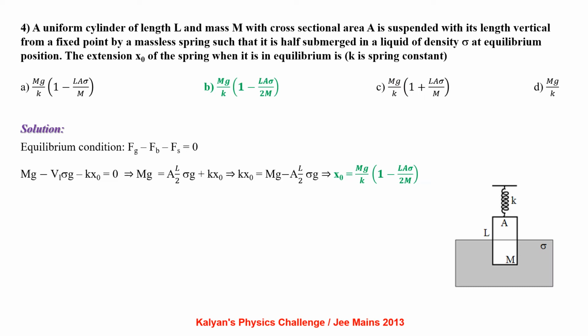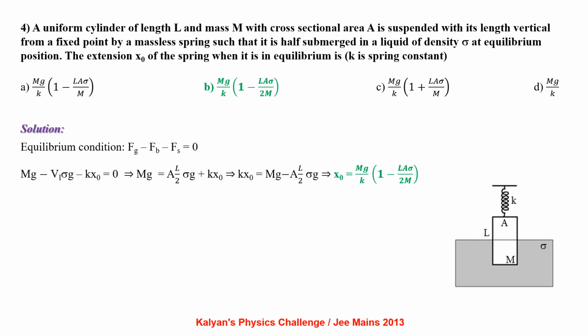A uniform cylinder of length L and mass m with cross-sectional area A is suspended with its length vertical from a fixed point by a massless spring such that it is half submerged in a liquid of density sigma at equilibrium position. The extension x0 of the spring when it is in equilibrium is?